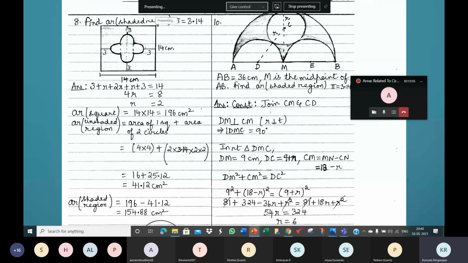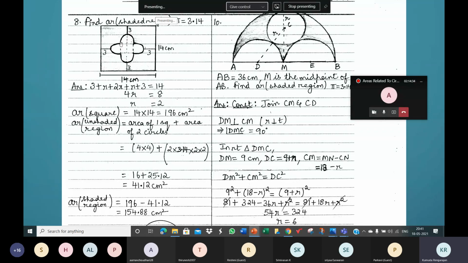So 14 is equal to 3 plus radius plus twice radius, because it's the diameter, plus radius plus 3. Working this out, you can find the value of R. What is R? The radius of the semicircle.